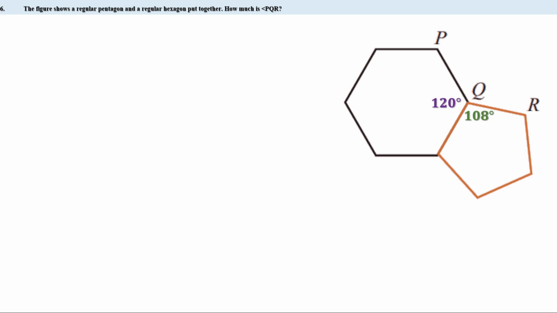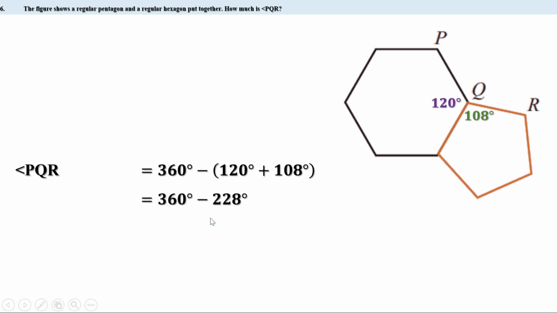We know the sum of the angles around a point is 360 degree. At the point Q, there are 3 angles. Therefore, the sum of all these 3 angles is 360 degree. Therefore, angle PQR equals 360 minus (120 plus 108) degrees. 120 plus 108 is 228. Therefore, this can be written as 360 minus 228. Subtracting, we get 132. That is, angle PQR is 132 degrees.